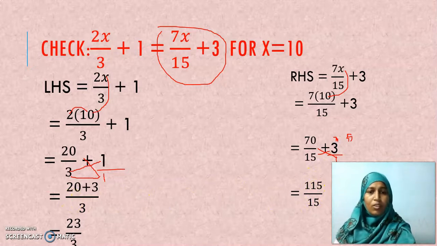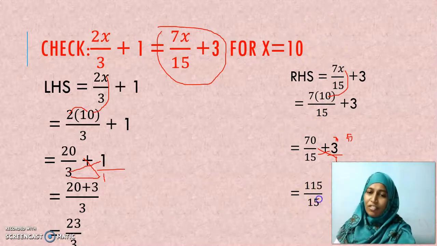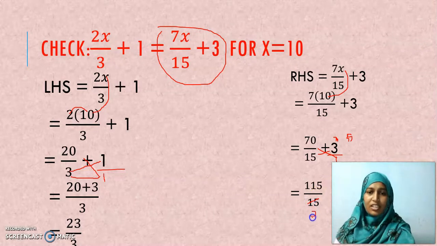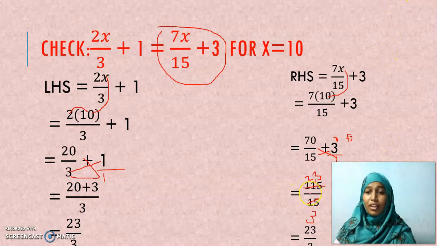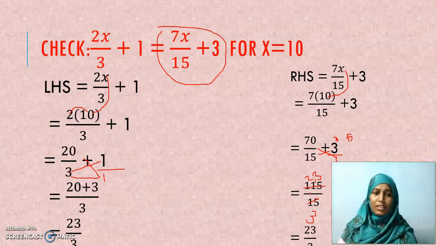And are they both equal? No. So do you say this solution is wrong? Be careful, children. You have to simplify this. See here, 3 5s are 15, 2 5s are 10, carry 1, 3 5s are 15. So again I got 23 by 3. Both LHS and RHS are equal. So the solution is right. Don't stop in between and think what to do or that your solution is wrong. Not like that. Simplify to the maximum.